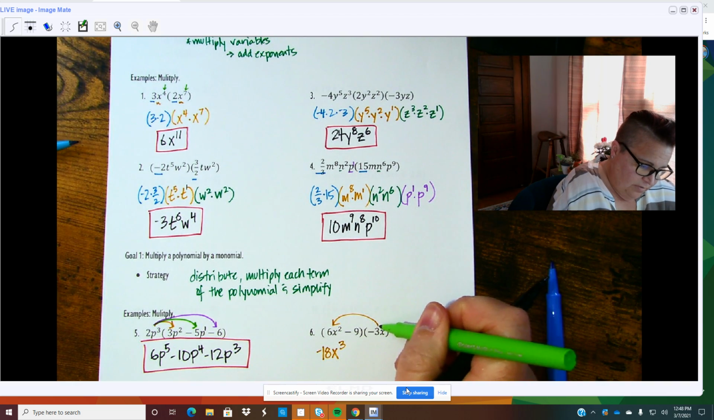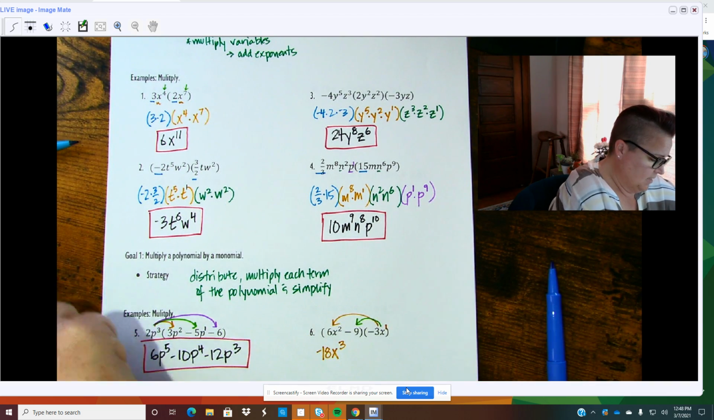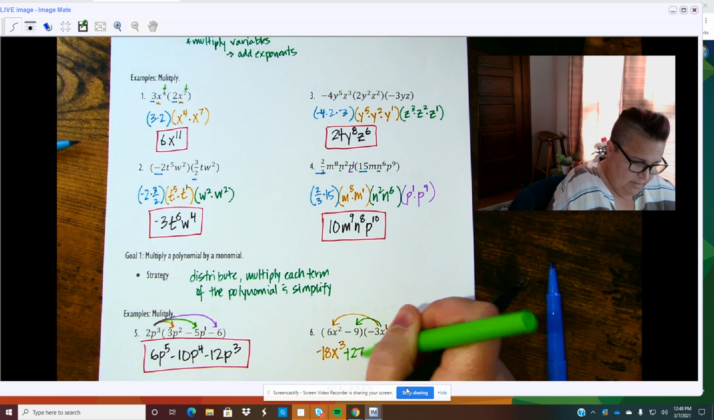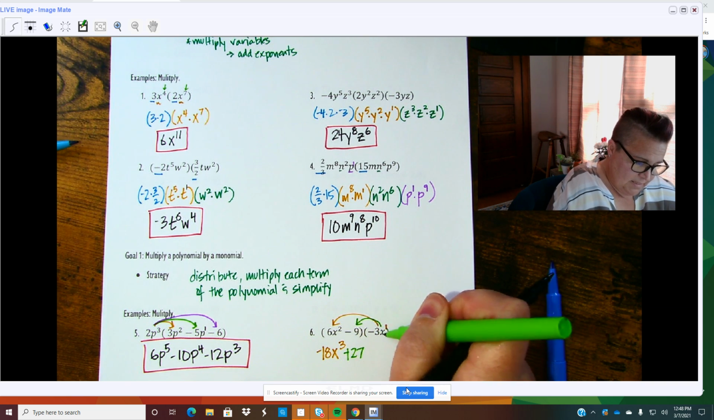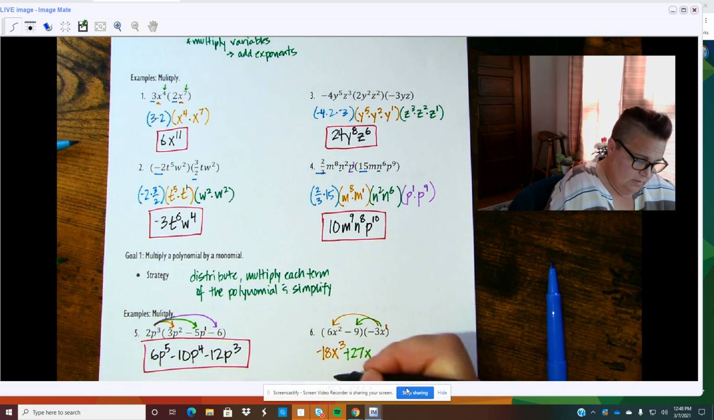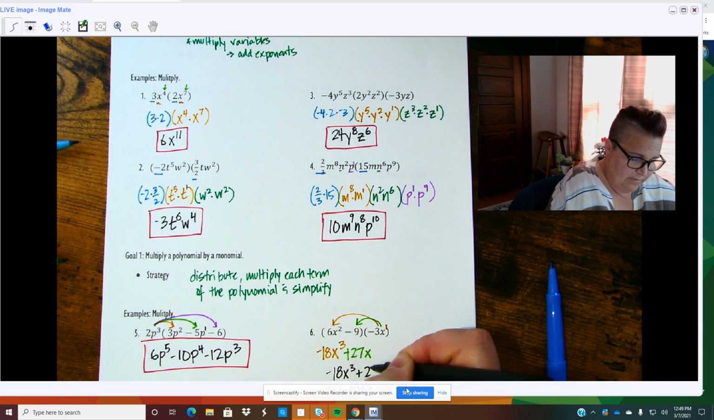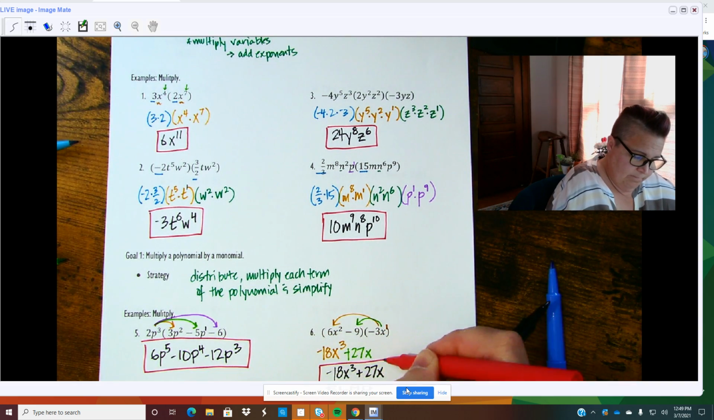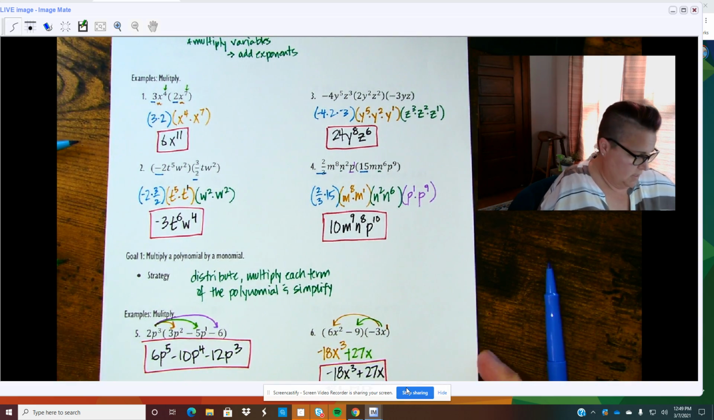Then I have a negative 3x times a negative 9. Negative 3 times a negative 9 is a positive 27. And then this has an x to the first. This doesn't have anything, so that's just going to be an x. So I'm going to rewrite it: negative 18x cubed plus 27x. It is in descending order, so I'm good to go. I'm done with that one.